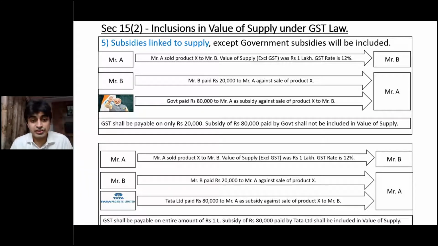Answer is GST will be charged on entire 1 lakh because subsidy is not given by government. Subsidy is given by some third person. Okay, so this time GST shall be charged on entire value of 1 lakh rupees. Subsidy of 80,000 will be included in the value of supply. Clear? So these are the inclusions in the value of supply. ये सब क्या था? Inclusions in the value of supply.